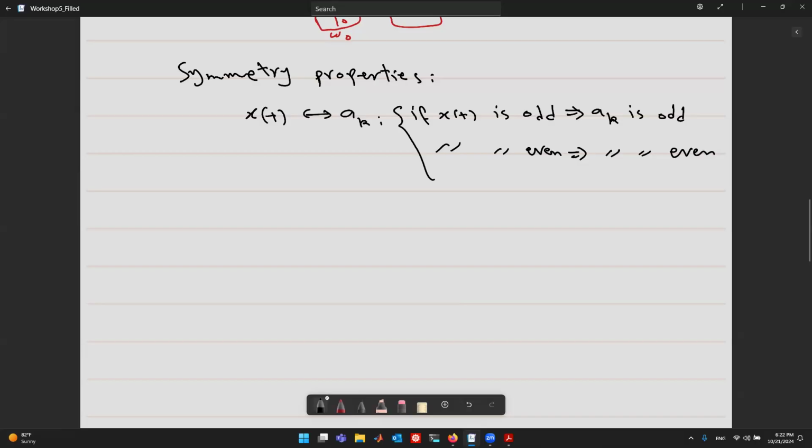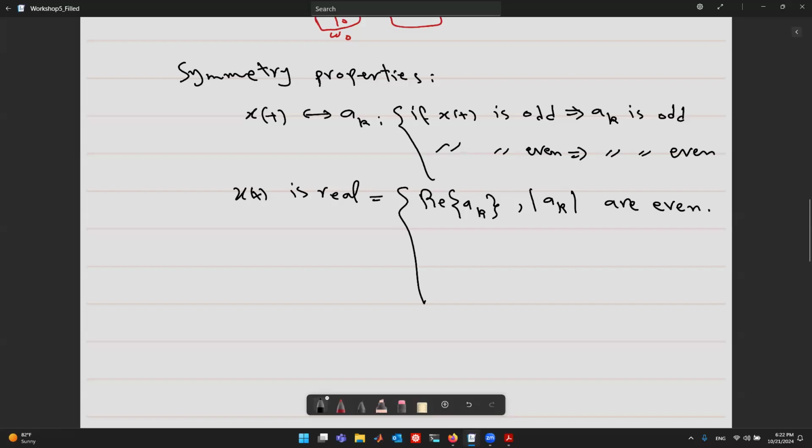And there's more to this. If x(t) is real, then the real part of the coefficients and the magnitude of the coefficients are even. The imaginary part of the coefficients and the angle or the phase of the coefficients are odd.